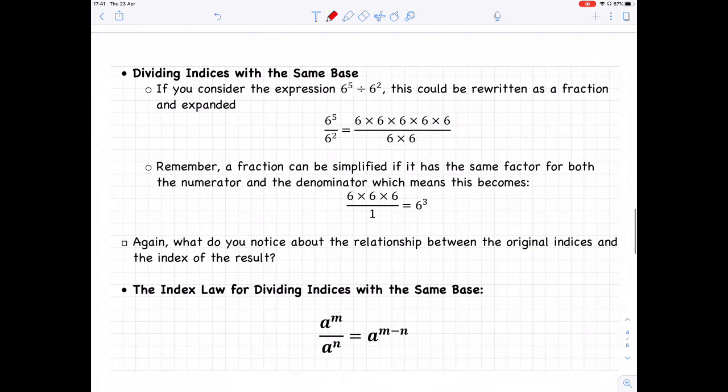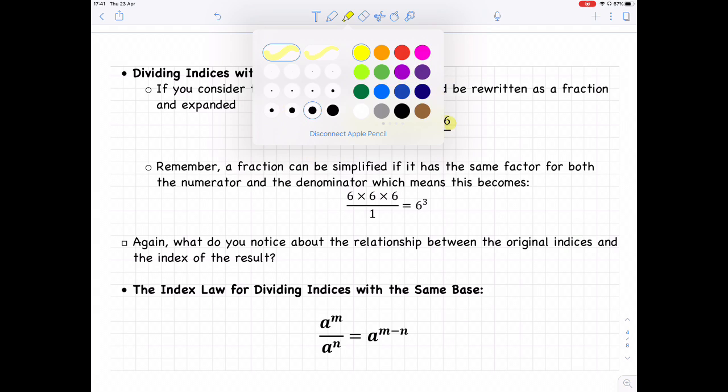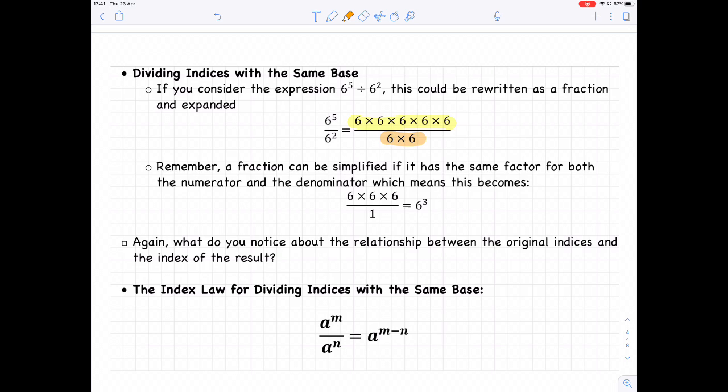So what happens when we divide indices with the same base? If we considered the expression 6 to the power of 5 divided by 6 squared, we could rewrite this as a fraction in expanded form of 5 sixes across the top here, and then 2 sixes along the bottom. Now the reason why we put it into fractional form is when we have the same number top and bottom, when we're simplifying fractions, then we can remove those or set them to 1.